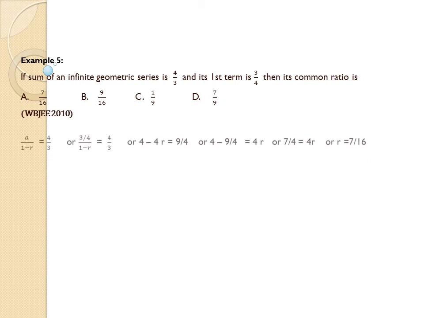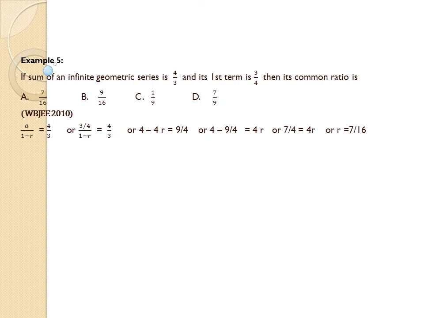Okay, so I know infinite GP series means the summation is a by 1 minus r. Here the sum of the infinite GP series is 4 by 3. So a by 1 minus r equal to 4 by 3. That is very common. Now I know the first term is 3 by 4, so a equal to 3 by 4. So I will put 3 by 4 in place of a. Now my problem becomes, I will do a cross multiplication.